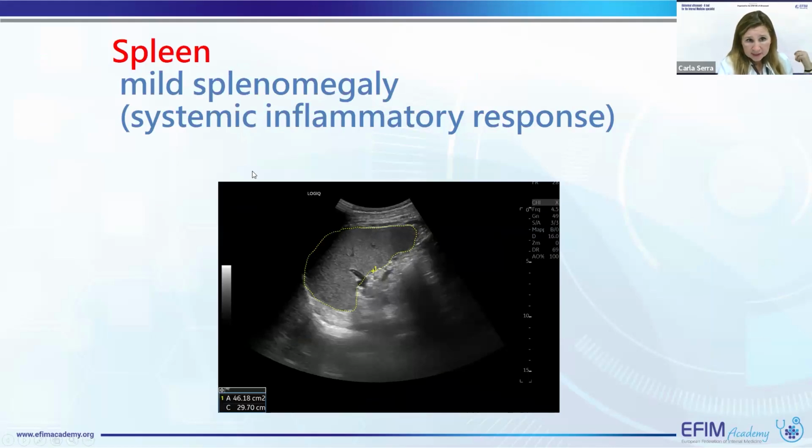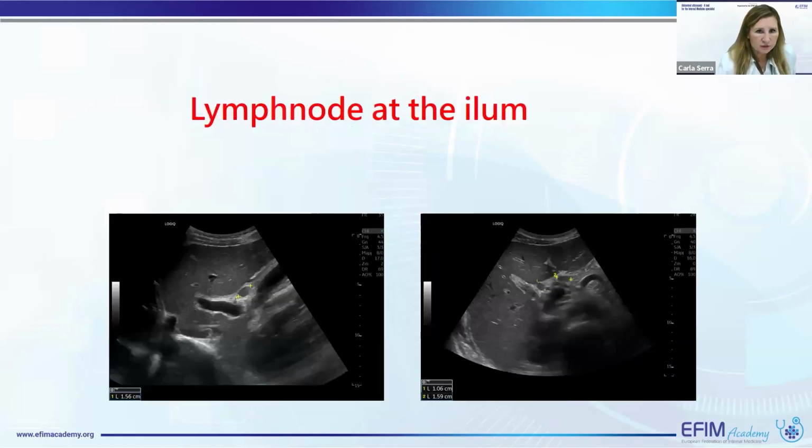Concerning the spleen, usually due to the systemic inflammatory response, you have only a mild splenomegaly, usually not huge, if it is acute in the onset. In case of acute on chronic hepatic disease, you can see a larger spleen, but in case of only acute hepatic disease, the spleen is not so enlarged.